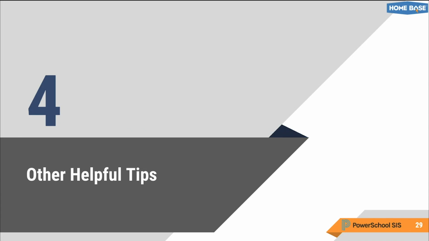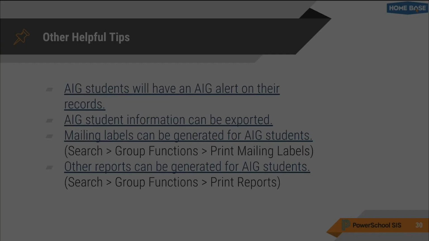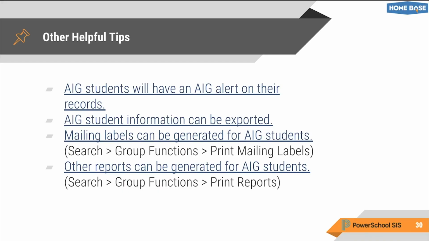All right, well, I think we're going to take a look at some additional items that might be helpful to you in your role as a coordinator or data manager supporting gifted students. So we're going to look at some of those other helpful tips or just things to look for. And one of the first things is that we have an AIG alert button. You likely have seen that on the screenshot. It's a small grayish circle with some blue lettering that just says AIG, and so that's super helpful.